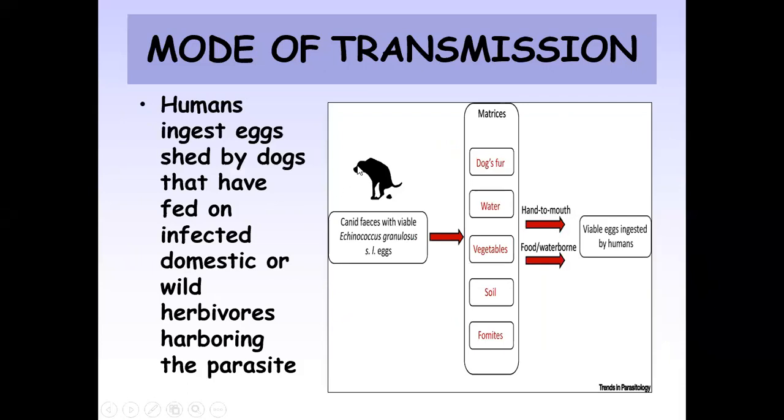Mode of transmission: the canines are going to feed on the viable Echinococcus granulosus. They are going to pass the eggs, and these eggs can be transmitted through the dog's fur, handling the dog's fur, through contaminated water, vegetables, soil, or other fomites, either through the hands or through food or water which becomes contaminated. And if these viable eggs are ingested by human beings, then the cycle is going to start in human beings as well.